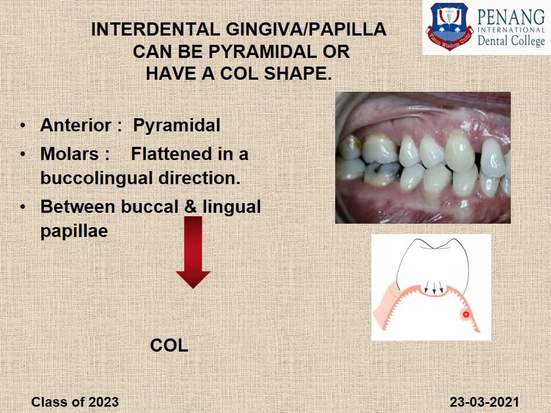This is present between your buccal and lingual papillae. It has been found that the col is a more disease-prone area, because this small area tends to lodge food substances, and therefore the disease activity is greater in the interdental aspects compared to the facial or lingual aspects. Therefore, when you are checking for any disease, try to check more on the interdental sides of the teeth.